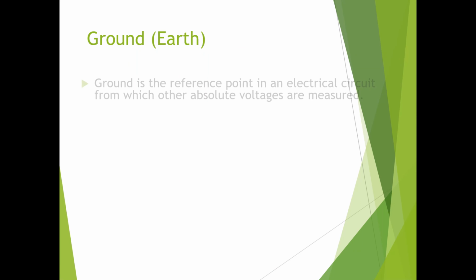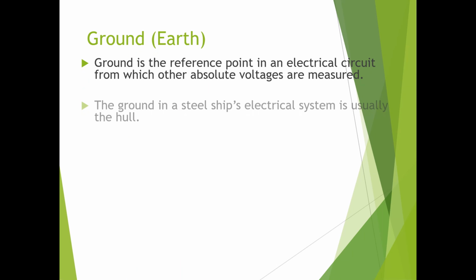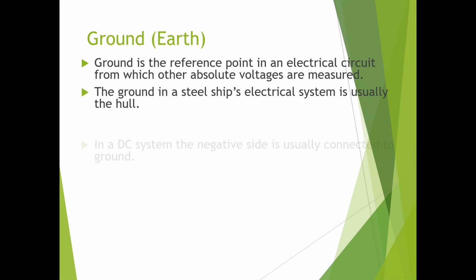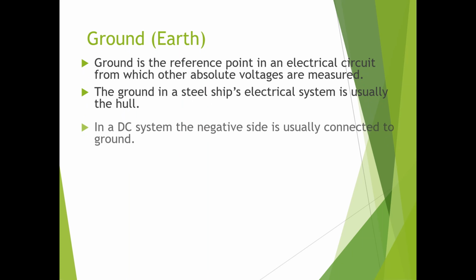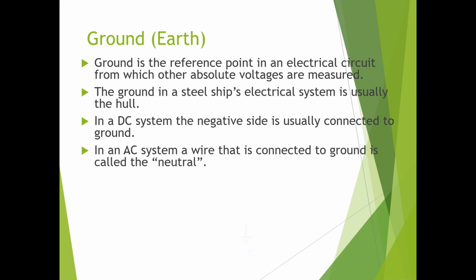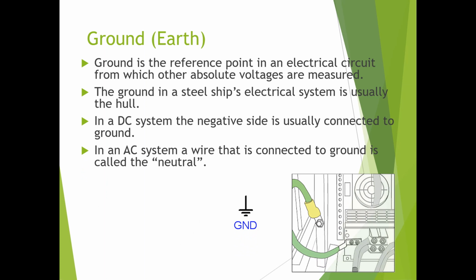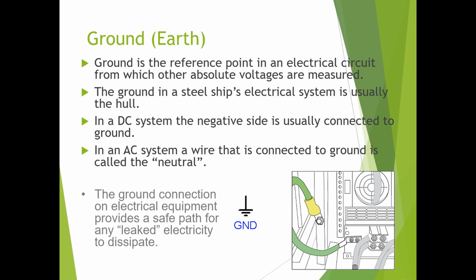Ground, earth. Ground is the reference point in an electric circuit from which other absolute voltages are measured. The ground in a steel ship's electrical system is usually the hull. In a DC system, the negative side is usually connected to ground. In an AC system, a wire that is connected to ground is called the neutral. The ground connection on electrical equipment provides a safe path for any leaked electricity to dissipate.